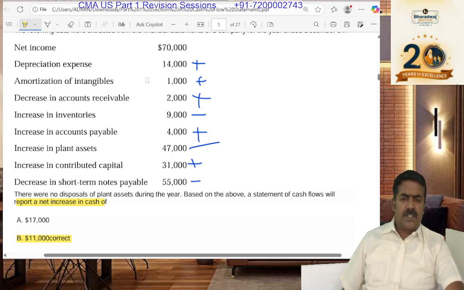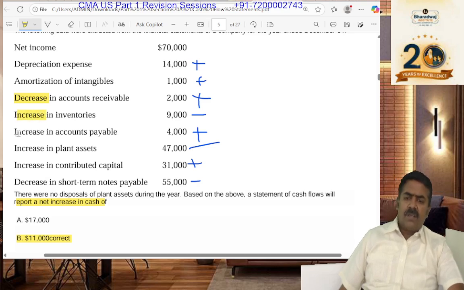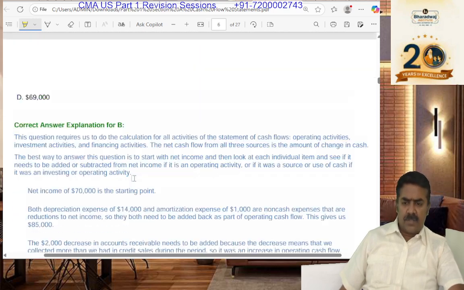Depreciation, non-cash expense, let us add. Amortization, non-cash expense, let us add. Decrease in receivable, we collect money, we add. Increase in inventory, we purchase, so minus. Increase in accounts payable, we get money, we add. Increase in plant assets, minus. Increase in contributed capital, plus. Decrease in short-term note payable, minus. 11,000 is correct.